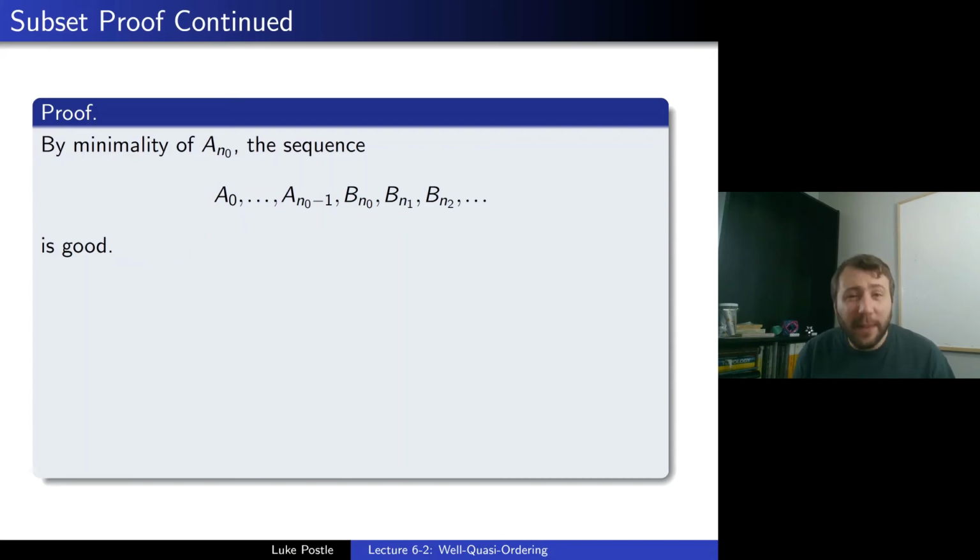And by minimality, do you agree that this sequence is good? Why? Maybe stop and think for a second. Again, it's the choice of the minimality of A_{N_0}. Whenever we pick that, B_{N_0} is smaller, so if it extended to a bad sequence, we would have picked B_{N_0} instead. So it must be good. That's the power of this minimal bad sequence argument.